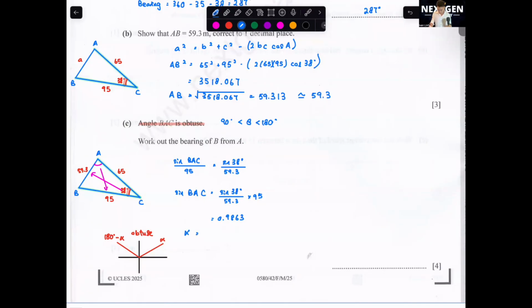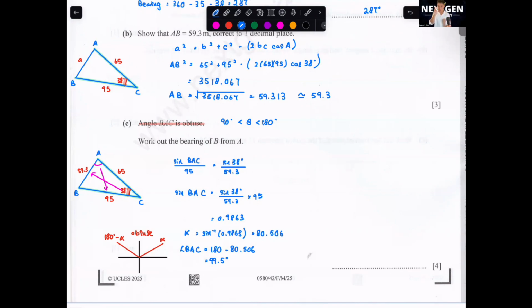So alpha is equal to inverse sine 0.9863. So the angle is 80.506. This is your base angle. But because they say it is an obtuse angle, angle BAC will be 180 minus the base angle. So you take 180 minus that value, we'll get 99.5 degrees. Any question until here first? Or all of you already knew this one? 99.5. You cannot use 80.5 because 80.5 is not an obtuse angle.